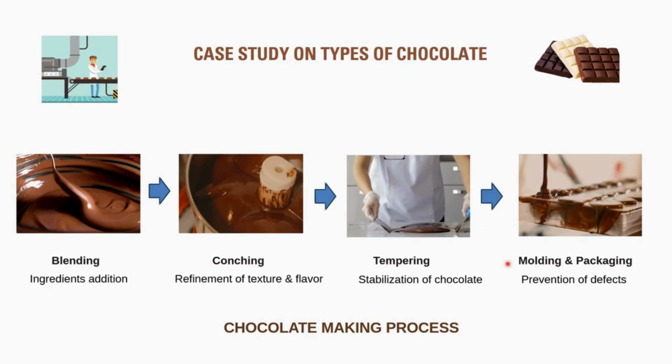Finally, you have molding and packaging. Molding and packaging should be done properly. If these are not done properly, it can result in several defects like sugar bloom. So, the client here is experiencing an issue with the scale up process, most likely because his cocoa beans are not of good quality and they have been over fermented. So he needs to contact the supplier for this issue.